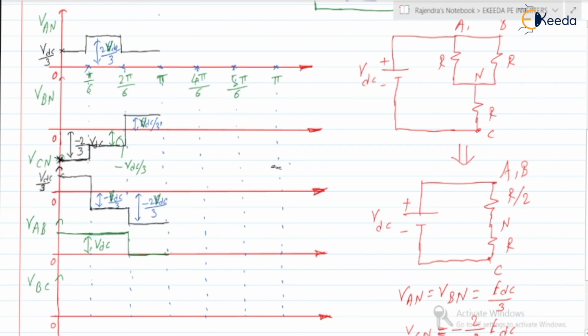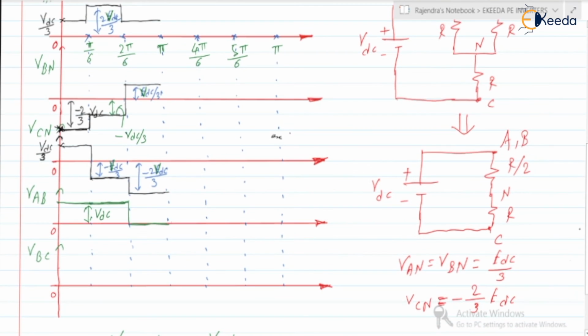Okay, next, what about the VBC? If you check VBC waveform, right, VBN minus VCN, it is minus 2 VDC by 3 minus VDC by 3, so it is minus VDC. Okay, minus VDC, it should be minus VDC, right? So I am representing here. Next, during the second interval, if you check, it is minus VDC by 3 of minus of minus, right? So it is a plus, so it will be 0.